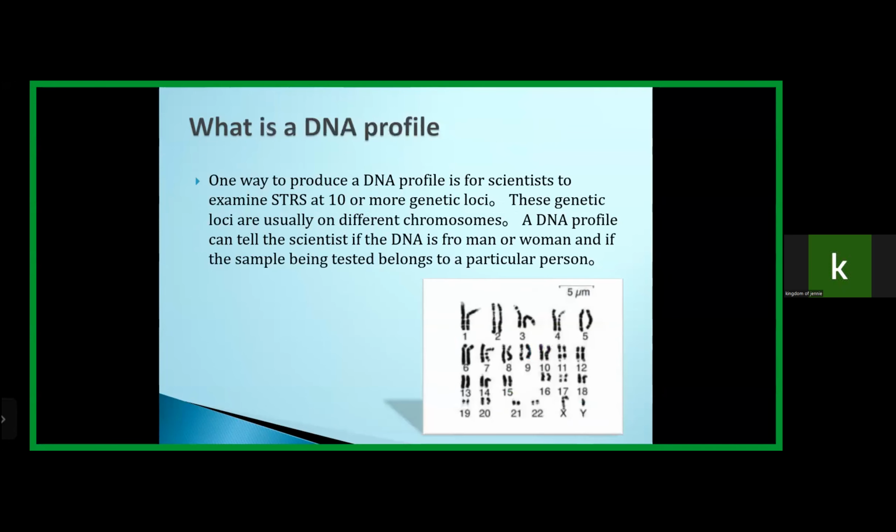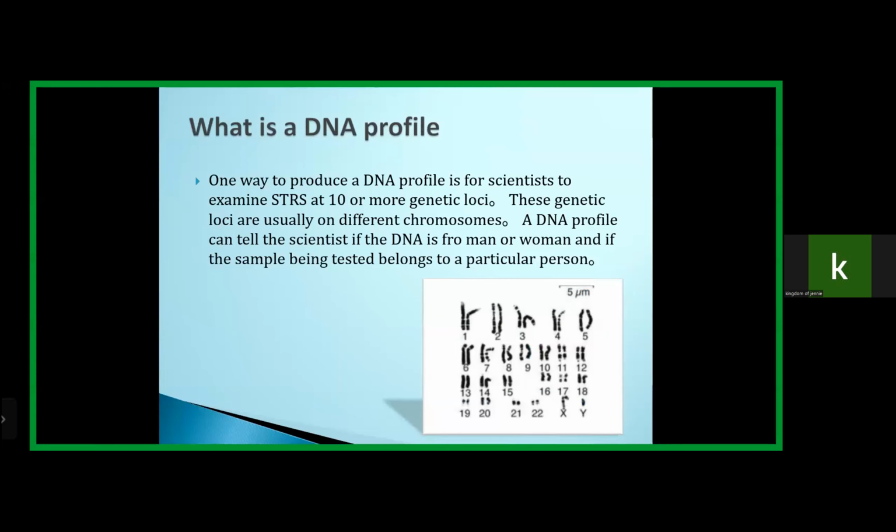And we're going to talk about the DNA profile. So what is the DNA profile? One way to produce a DNA profile is that the scientist examines the STRs at 10 or more genetic loci. These genetic loci are usually on different chromosomes. The DNA profile can tell the scientist if the DNA is from a man or a woman, and if the sample being tested belongs to a particular person.